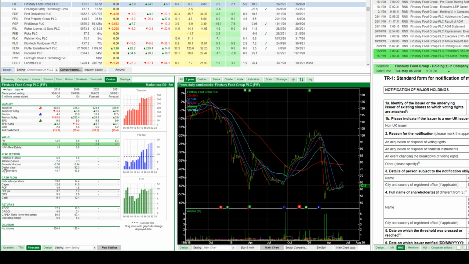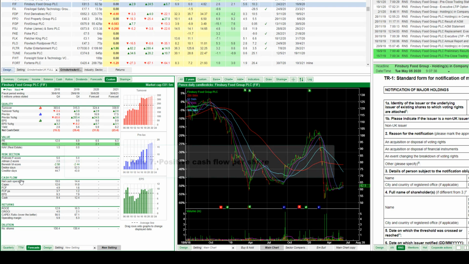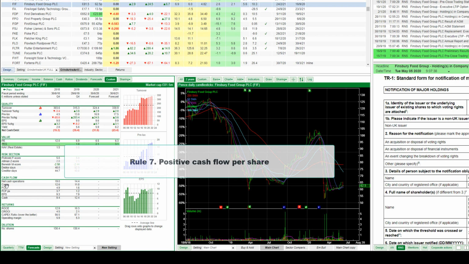I've got this risk section. I'll move on from that at the moment. I've added more than I need to for my rules, so we'll just leave that just now. And then we've got what's called the cash flow. Again, positive cash flow per share. And this is what I like to see. Net cash from operations, I want to see that's positive, which it is.